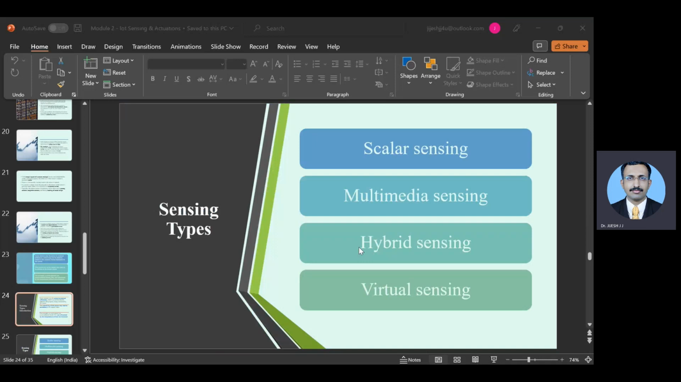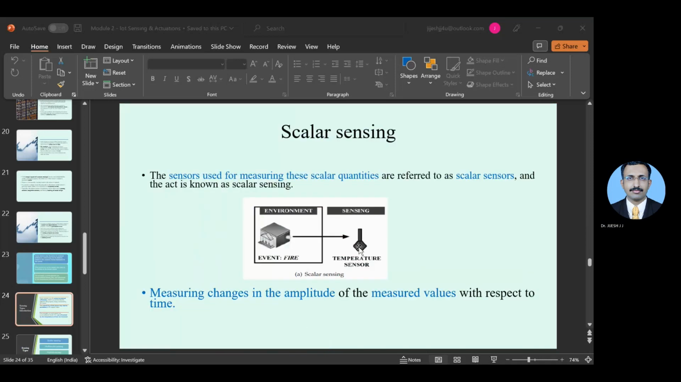So definitely a fire could have happened over there. That is how you can predict. So it will give an alarm. If you connect an alarm system, it will give you an alarm stating that a fire might have happened. Okay. So those things you can measure using scalar sensing. So you can see that sensors used to measure these scalar quantities are referred to as scalar sensing. For example, in an environment where a fire suddenly occurs, that can be measured with the help of a temperature sensor.